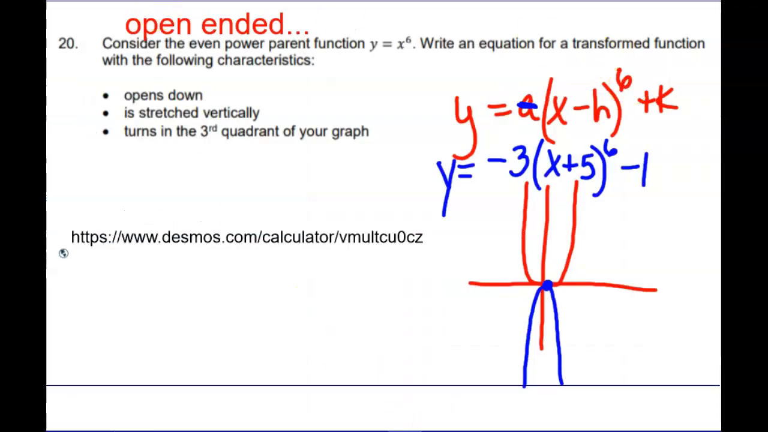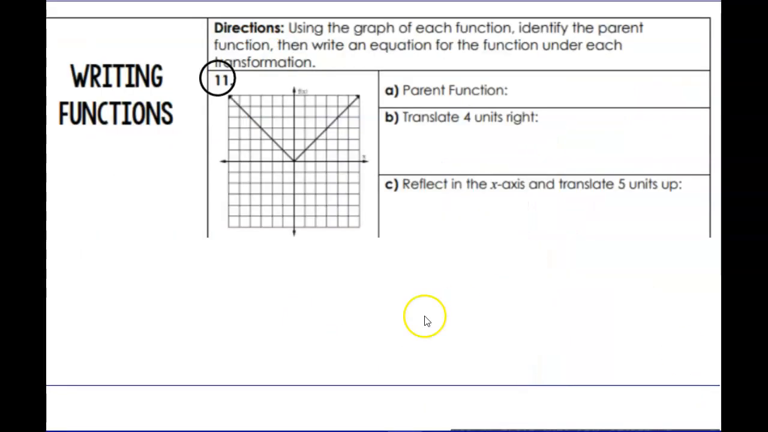Okay. I probably should have skipped some of these because we're going to run out of time. Okay. We are supposed to take this function and move it 4 to the right. Well, what is the parent function, guys? Anybody know the equation for the parent function? Yep, y equals absolute value of x.